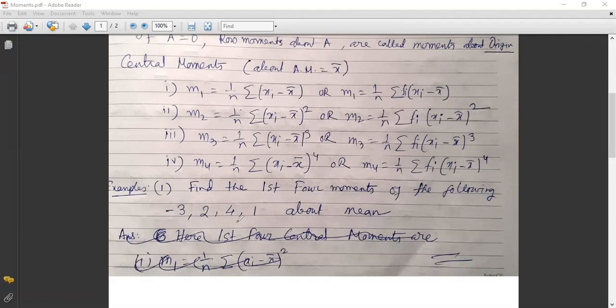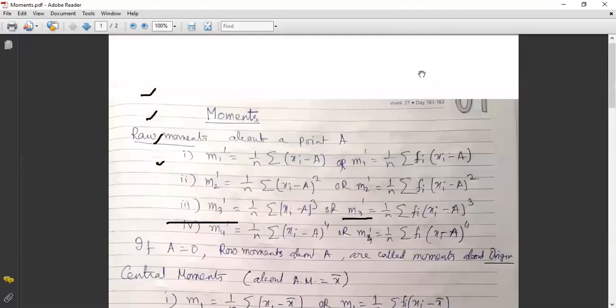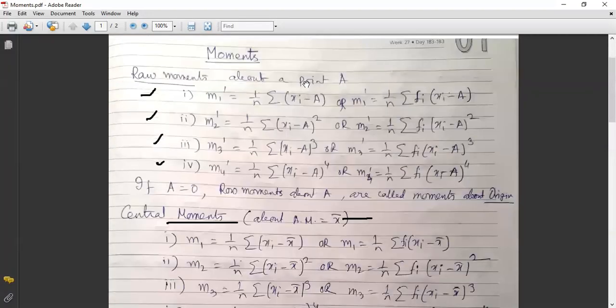They are the 4 values. So we have to find the first moment, second moment, third moment, fourth moment. This is the moment about mean. If it says about a point, we go for the other formula. Since it is only about mean, we use the central formula.